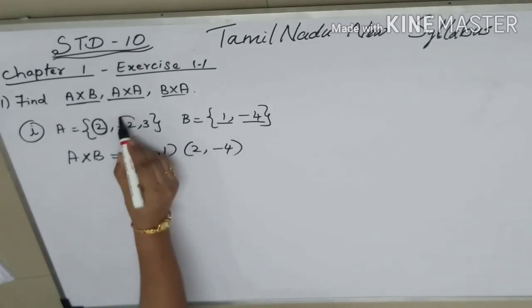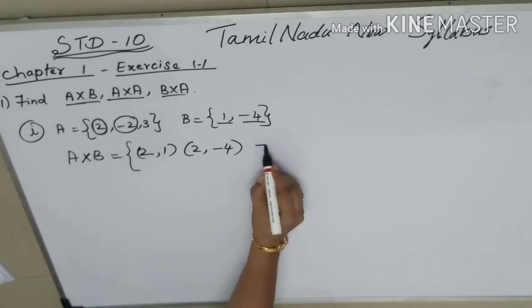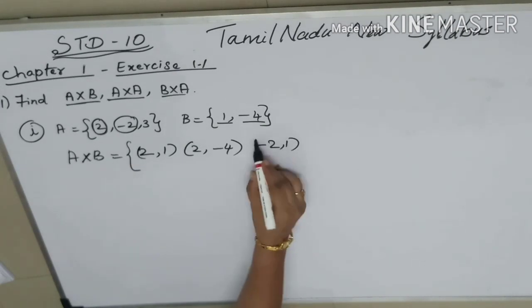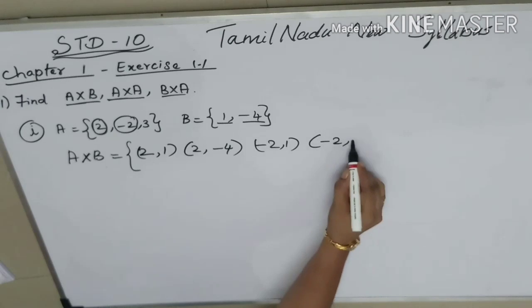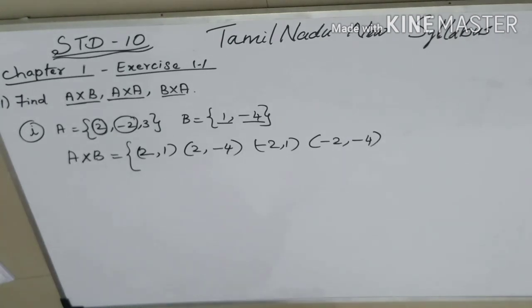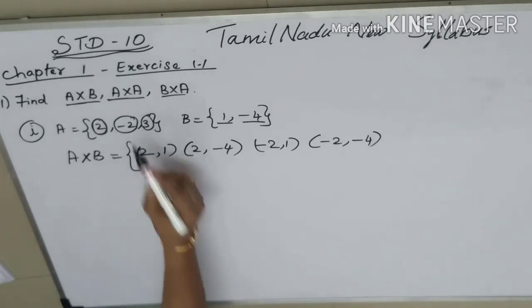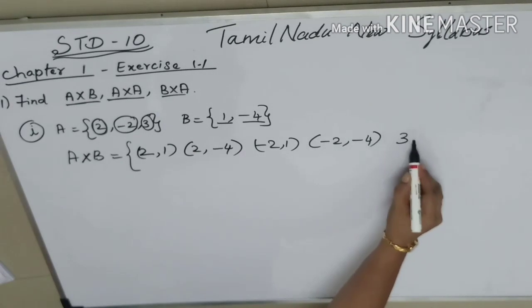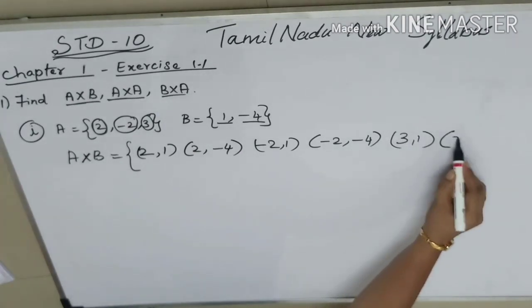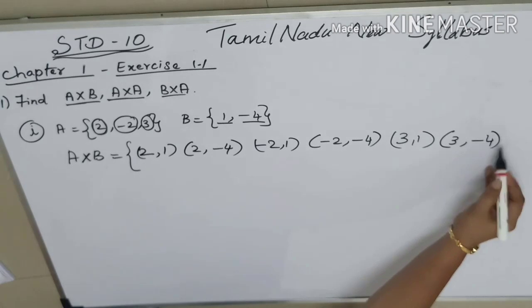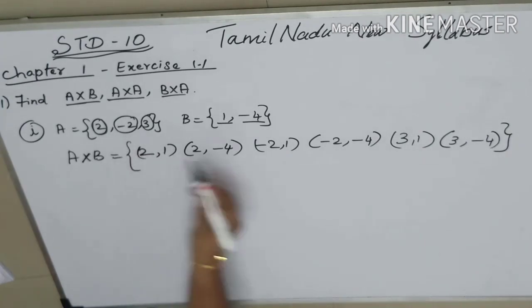Now you have to go to -2. Okay, so it is -2 comma 1, then -2 comma -4. Then the next one is with 3 you will have to do it. So 3 comma 1, 3 comma -4. So since we have completed all the 3 elements, you can finish up your sum.